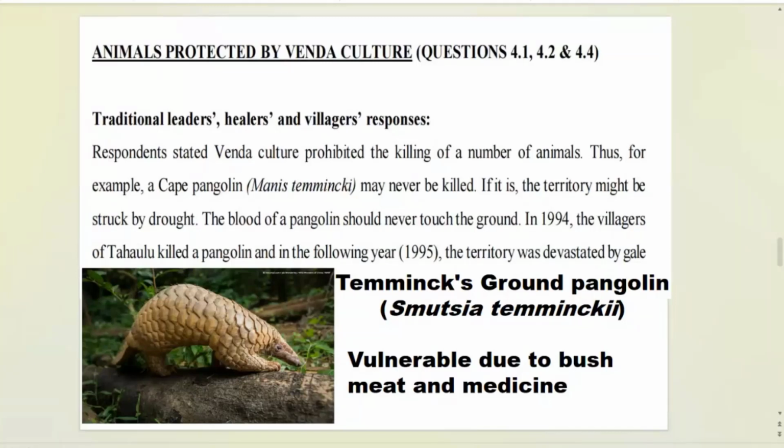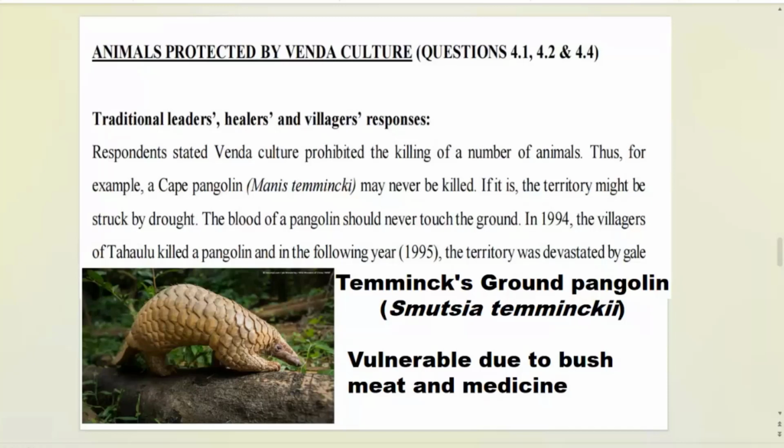So it is disappearing. So in Chivenda, you don't touch this animal. And I think it might be there. Let me try to read and see if it is part of my findings. And my findings are with respect to question 4.1, 4.2, and 4.4. Traditional leaders, healers, and villagers' responses, all of them. Respondents stated that Venda culture prohibited the killing of a number of animals. Thus, for example, a Cape pangolin, which is the pangolin that you see there, may never be killed.